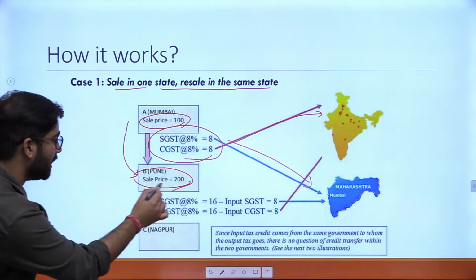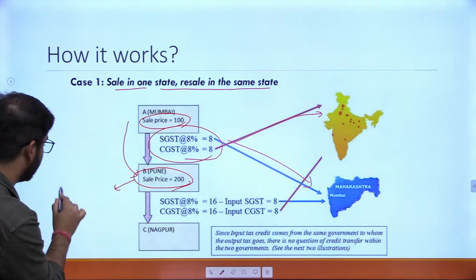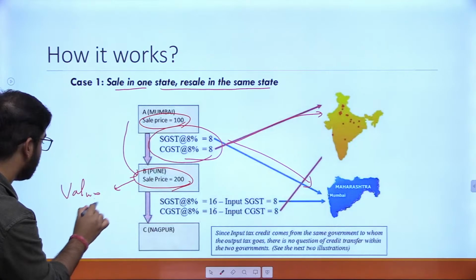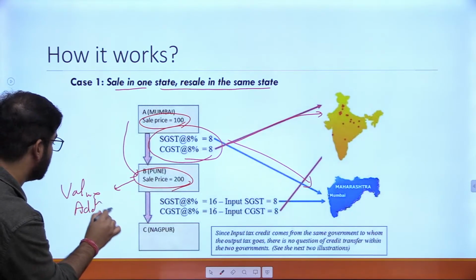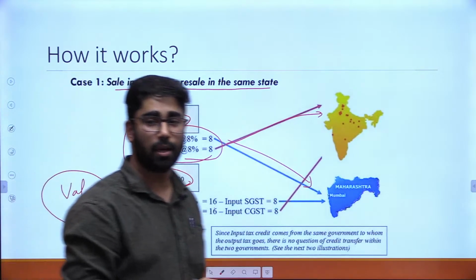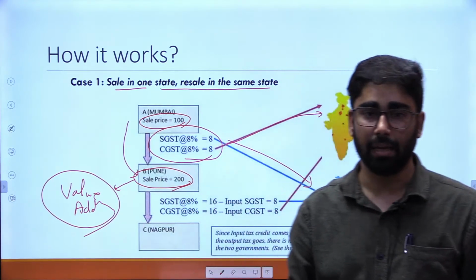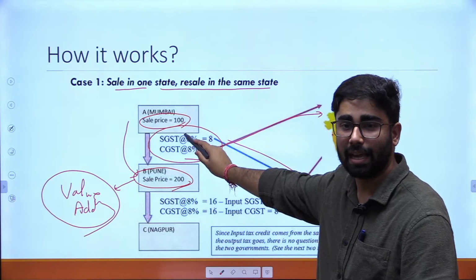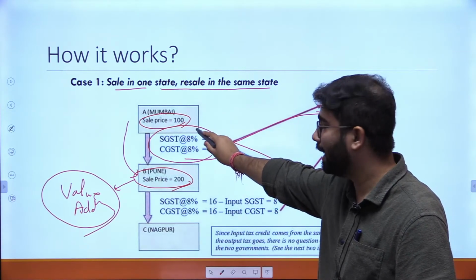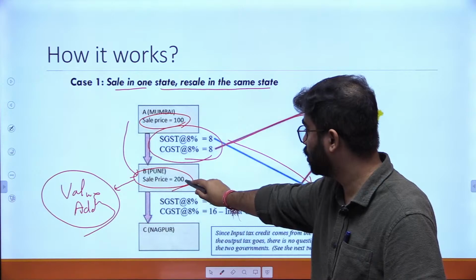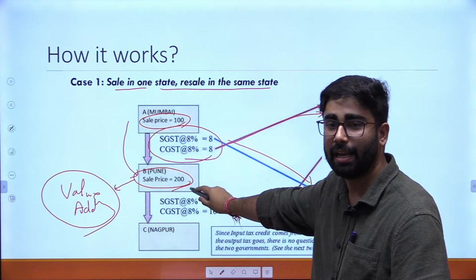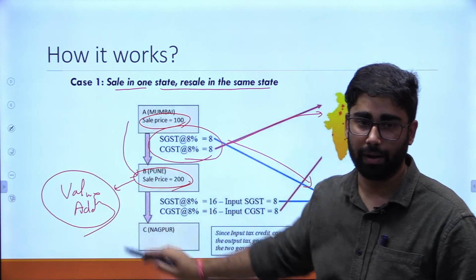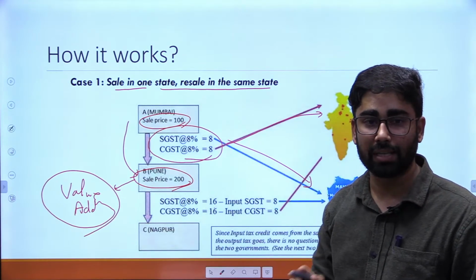What is the value addition of B? Tell me in the chat box how much value addition was done by B, because the person in A is selling their product at Mumbai at ₹100. He or she bought it, and then B is selling it at ₹200. Now tell me what is the value addition?